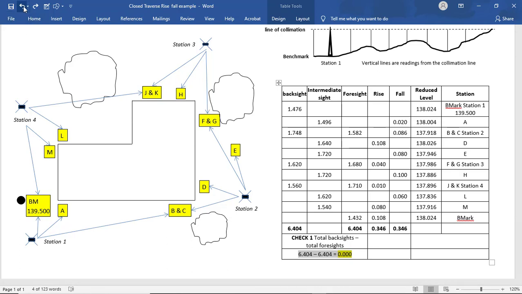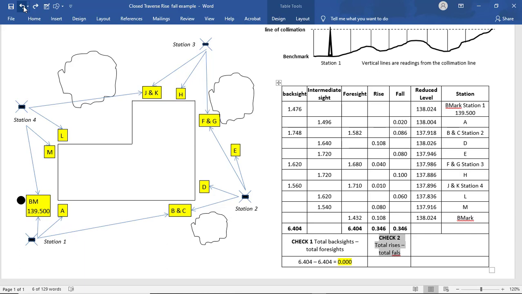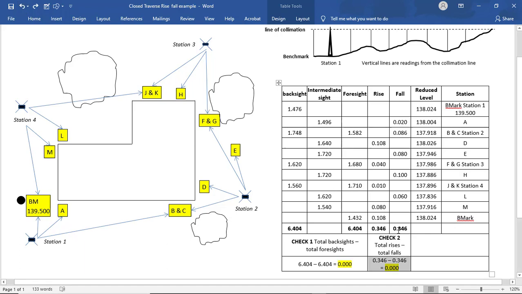Then our second check is total rises minus total falls, and that's 0.346 minus 0.346, which gives us 0. And then we have our first RL to our last RL, and what we have there is 138.024 minus 138.024. It is really important that those 3 checks are the same. 1 or 2 millimeters means that your booking sheet is incorrect. You have to do it again.